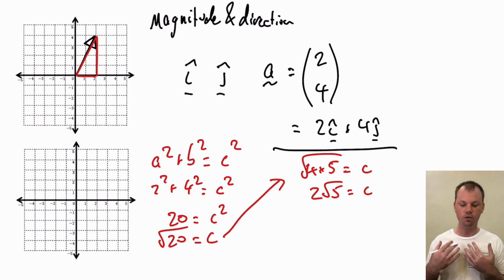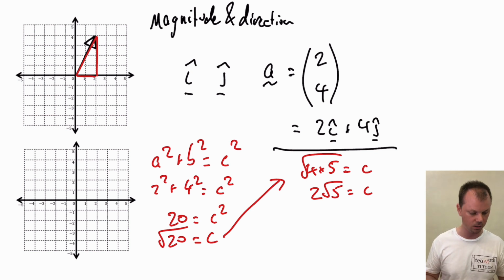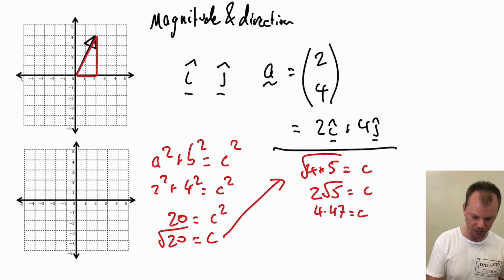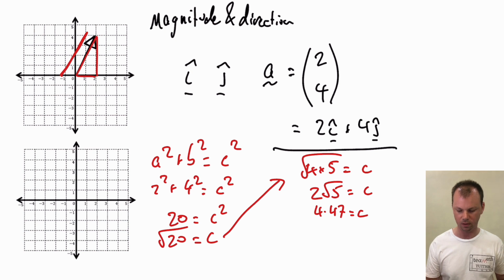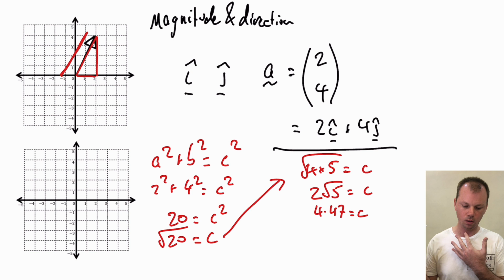Now, it's always nice to express it in surd form. You can also give it an approximation. So if I do that, I get 4.47, which you can visually inspect: this length here looks a bit longer than 4, approximately 4.5. So the way that we're calculating magnitude is by using Pythagoras' theorem.